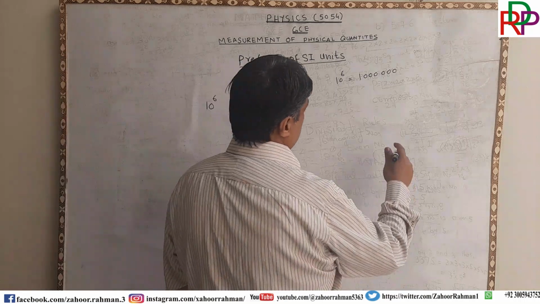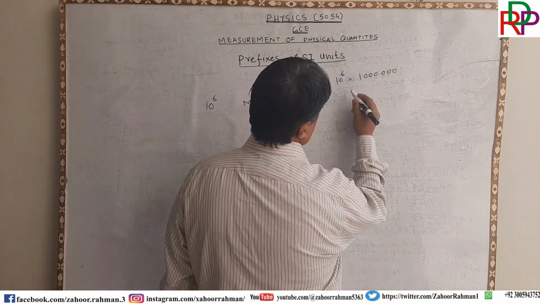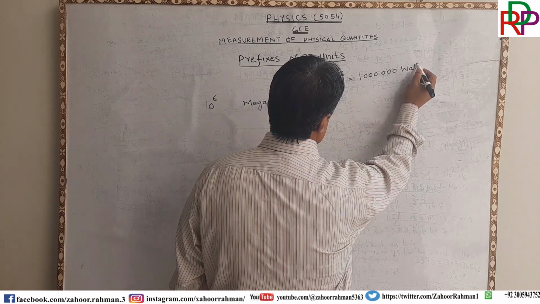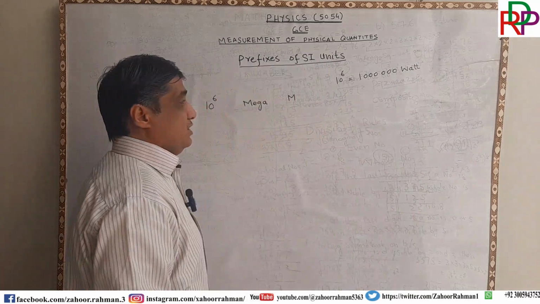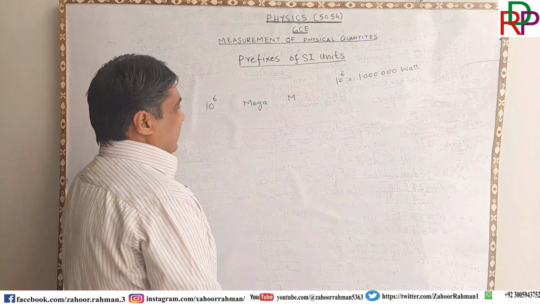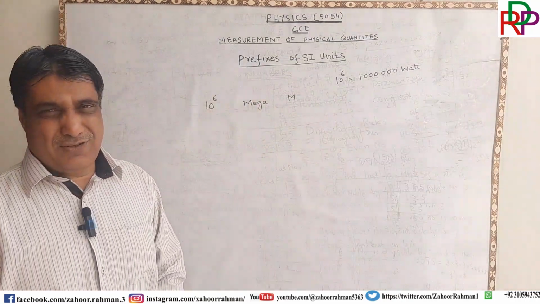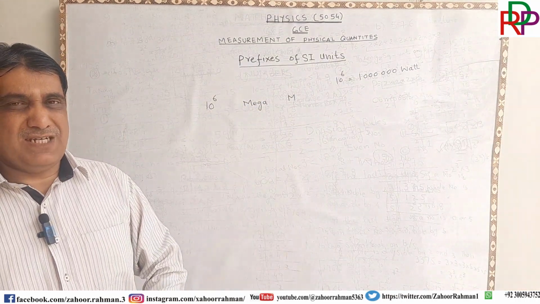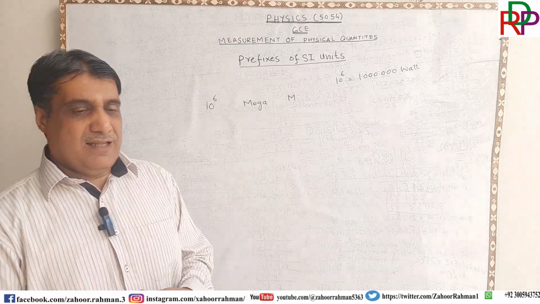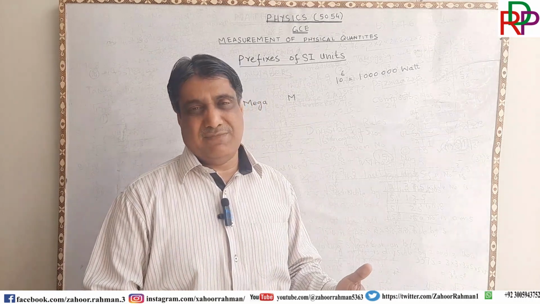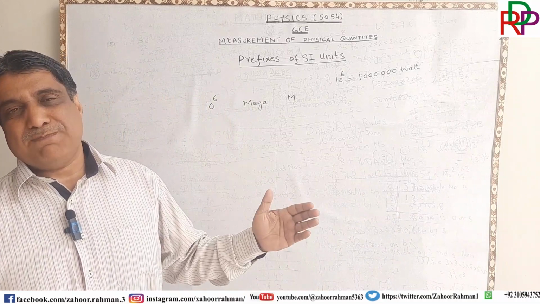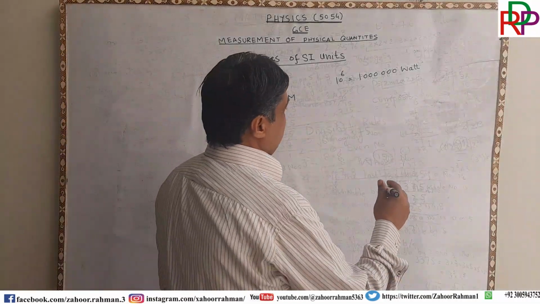But if we want to write it in prefix notation, then for example, this is watt, which is the SI unit of power. In fact, there is another unit of power in the British engineering system, and that is horsepower. So that is also a unit.